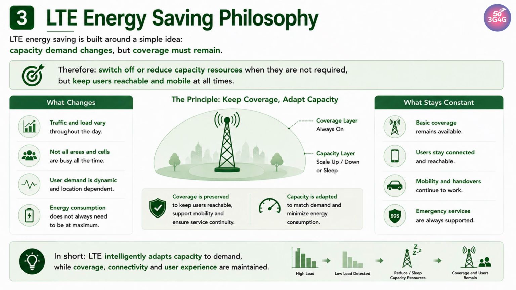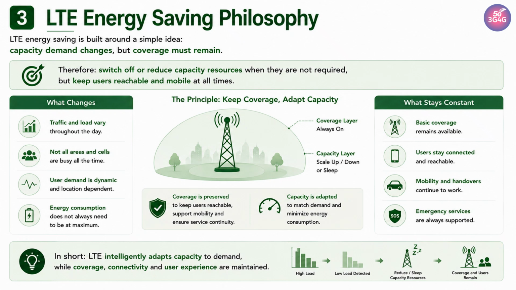The LTE energy saving philosophy is built around a simple but powerful principle. Capacity demand changes, but coverage must remain. In other words, the amount of traffic carried by the network changes throughout the day. Some areas are busy during office hours. Some are busy in the evening. Some small cells may only be heavily used during specific events. Some carriers may be needed during peak periods but not during the night. Capacity can therefore be adapted.